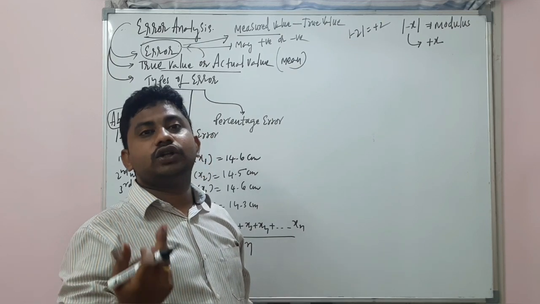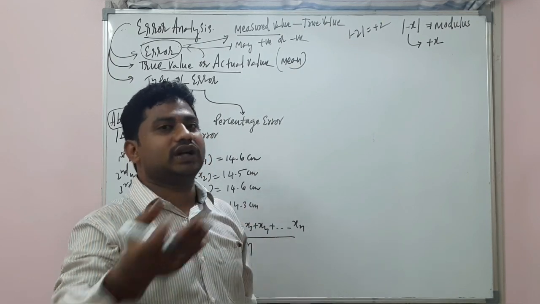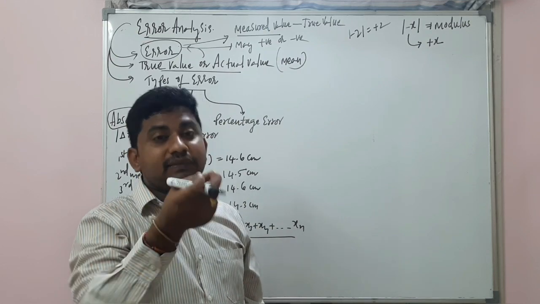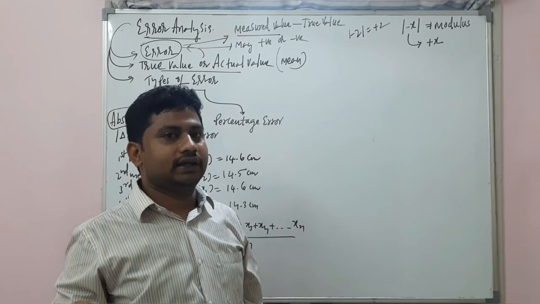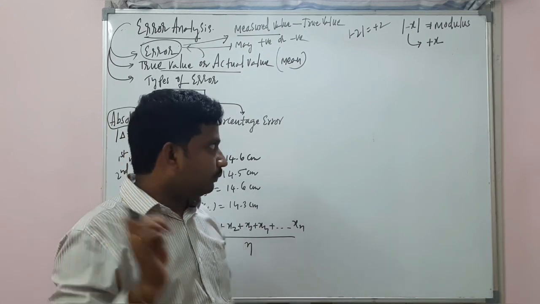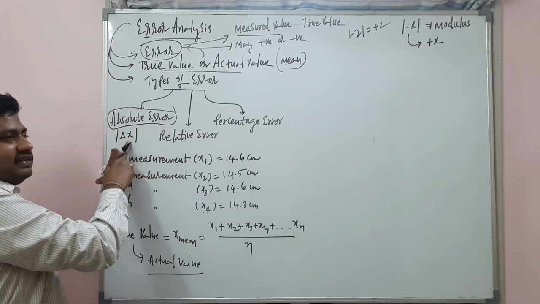Modulus means a magnitude of the value. We need not consider the sign. Modulus means the magnitude of a particular measurement or a value we need to take. I hope you understand. Now, absolute error is denoted with a symbol, right?